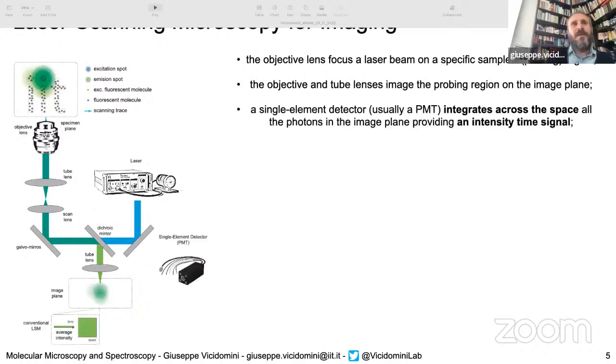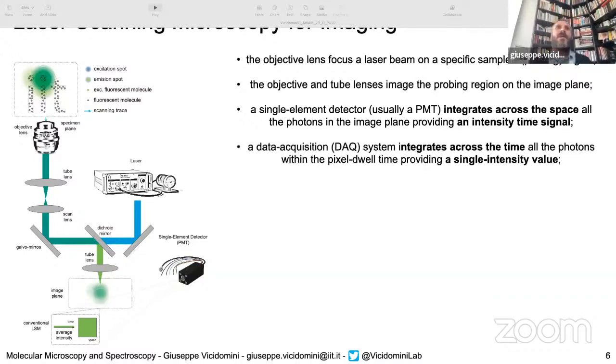And here, typically, you have a single element detector, such as a photomultiplier tube, which is integrating all the light that arrives at your image plane and that is coming from your probed region. So basically you integrate all this light across the space. Nevertheless, you have an image here, because that's a microscope, you create an image in the image plane. But you have a single element detector that integrates all this light across the space. So you clearly see that there is something already wrong. In principle, I have an image, but I'm integrating the light, and thereby I discard all this spatial information.